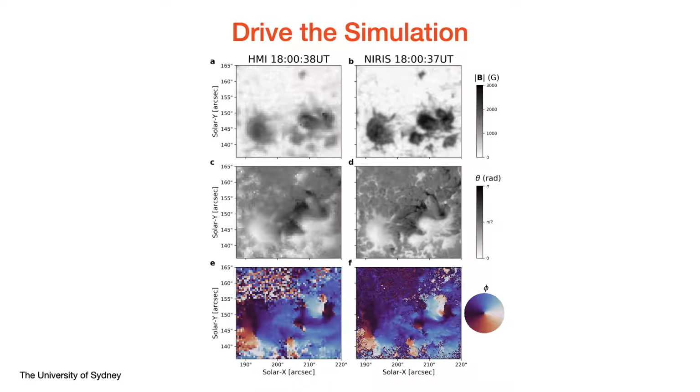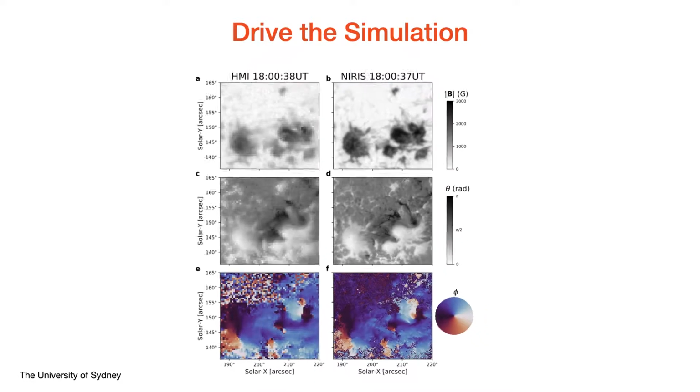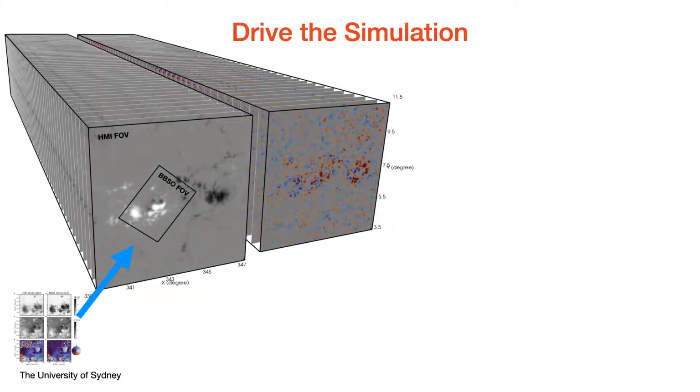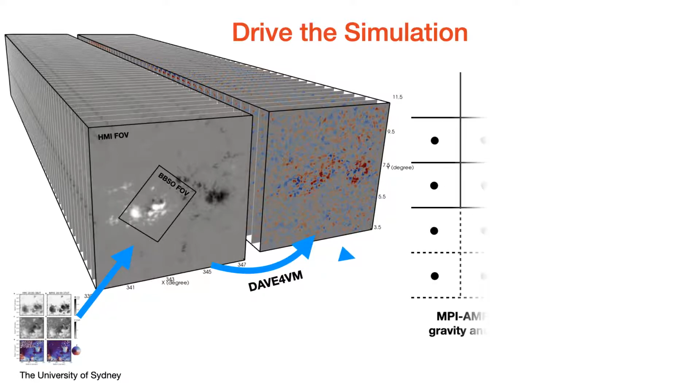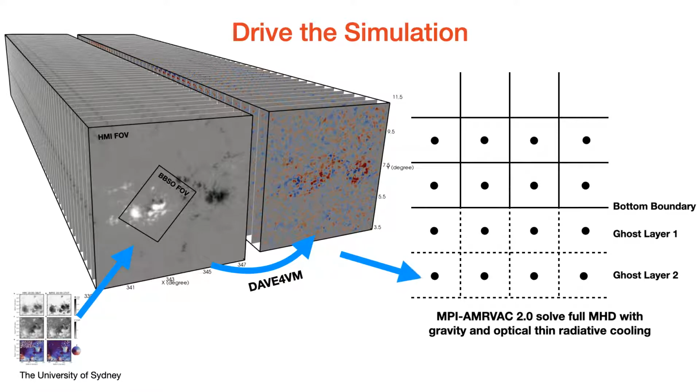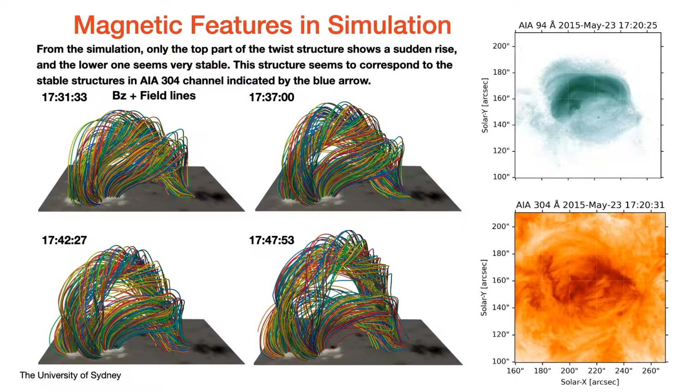Observed solar photospheric magnetograms are used to drive the simulation, and the bottom plasma velocity is inverted using the DAVE4VM method. They are filled into the ghost layer to drive the simulation, and then we use the open source code MPI-AMRVAC to solve the full MHD equations with solar gravity and optically thin radiative cooling.